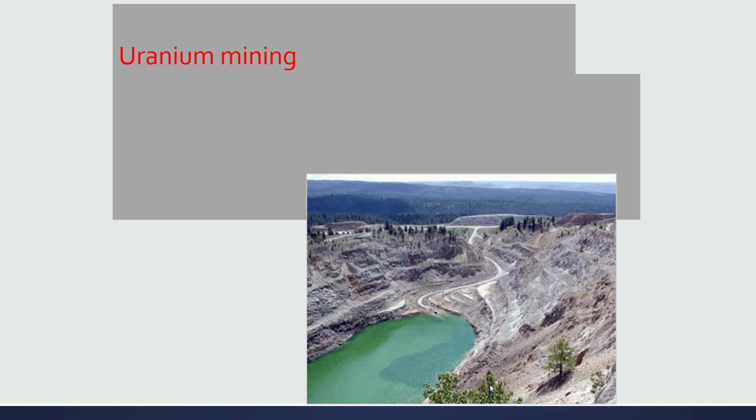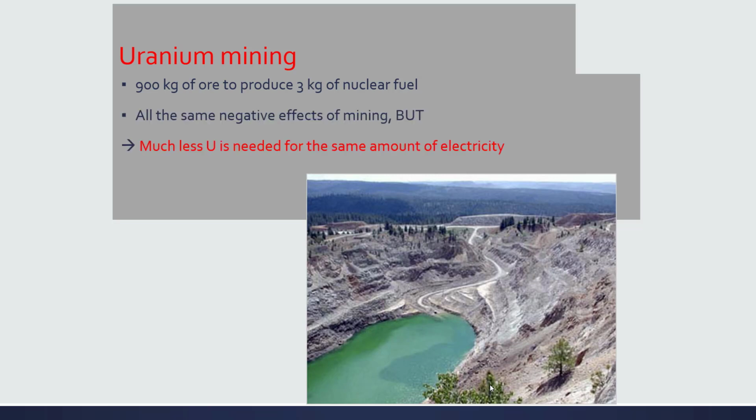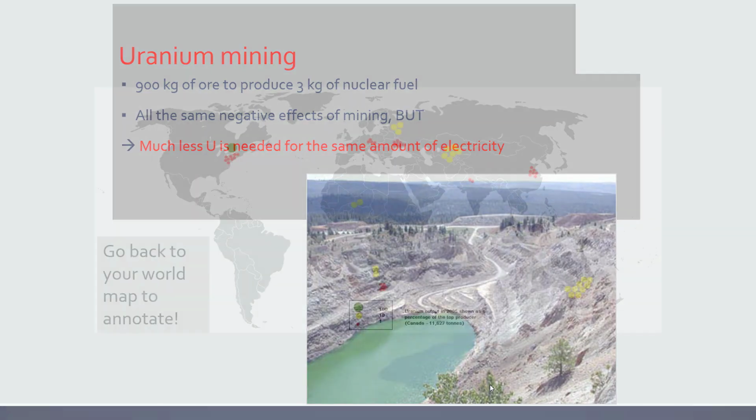Okay, so how do we get those pellets? Well, we've got to dig up a lot of ore to condense. So the act of finding enough uranium to run these things is a destructive process in the first place. But here's the mitigating factor. You don't need as much of it to get the same amount of electricity as you do with coal. So yes, while you're still digging this stuff up, it's not as much.